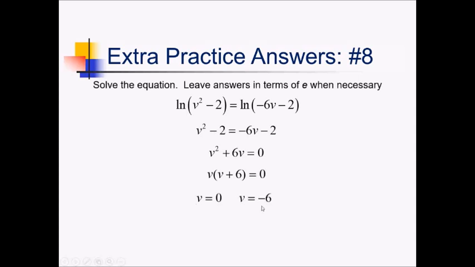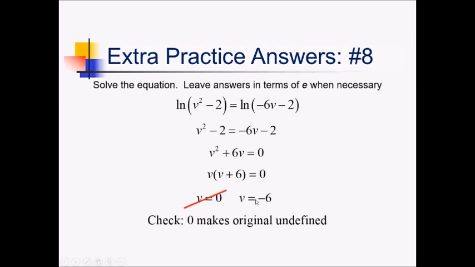Now you always have to double check and make sure you're not going to get 0 or undefined when you plug these back in. If I plug 0 back in, up here I'm going to have 0 squared minus 2, which is going to give me a negative inside. I'm going to get a negative 2 inside this log as well. Now it doesn't matter that these happen to have the same negative number inside. You can't take the log of a negative. So 0 actually makes the original undefined, and it's an extraneous root. We have to cross it out.